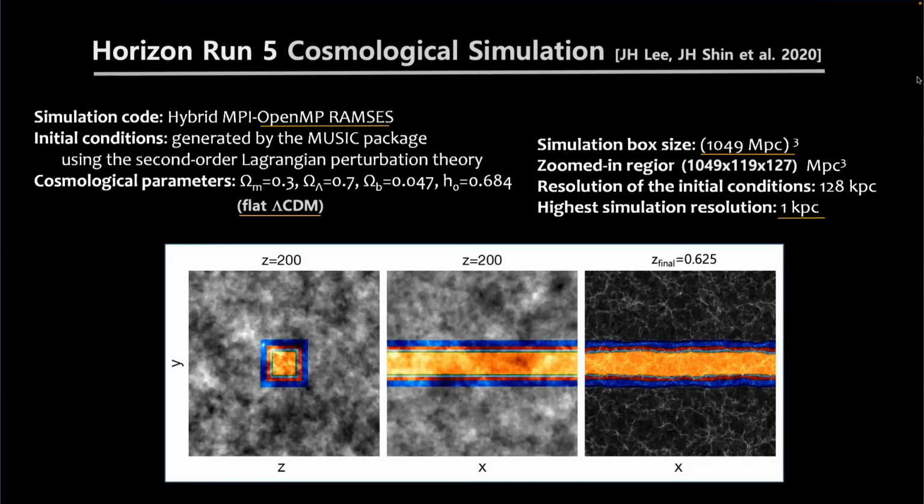HL5 has run a flat lambda CDM model using the hybrid MPI and OpenMP Ramses code. The simulation box size is a gigaparsec, and the simulation resolution is 1 proper kiloparsec. And we have a zoomed-in region with higher resolution down to 1 kiloparsec, which looks like this: a gigaparsec by 119 and 127 megaparsec.